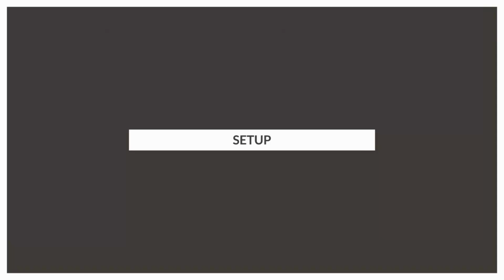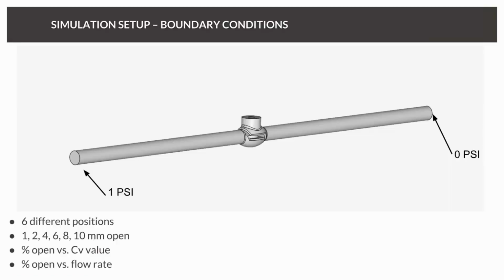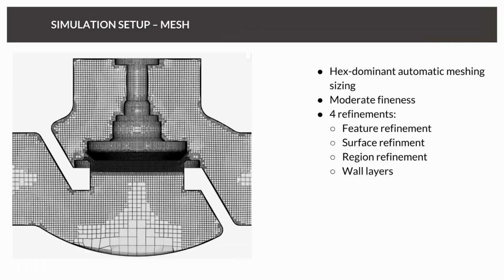All right, just taking a quick look at the setup. Like I said, the way to approach this is you define a 1 PSI pressure drop, and then you look at the flow rate at different positions of the plug. So I used 1 PSI at the inlet, 0 at the outlet. Now we're just looking at delta, so it doesn't matter if you're talking absolute or gauge pressure. It's the exact same thing here. I looked at 1 millimeter open, 2, 4, 6, 8, and 10 millimeters open, and then compared that basically to CV.